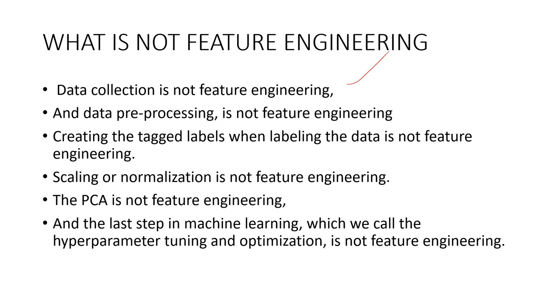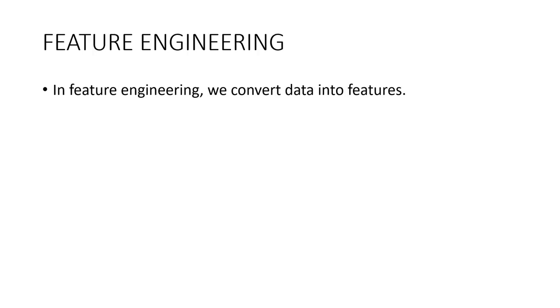Creating the tagged labels when labeling the data is not feature engineering. Scaling or normalization is not feature engineering. Principal component analysis (PCA) is not feature engineering. And the last step in machine learning, hyperparameter tuning and optimization, is not feature engineering. These are all not. So then, what's feature engineering?